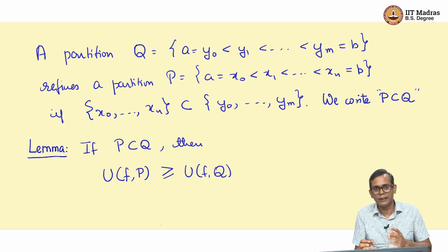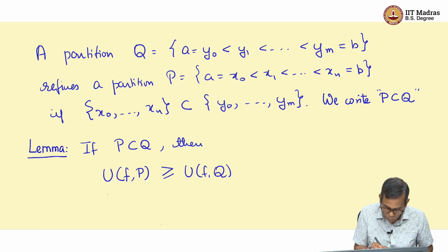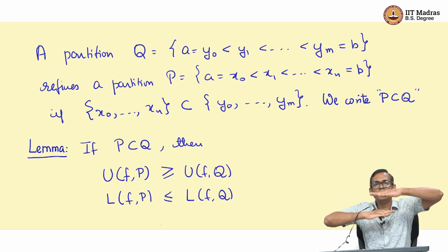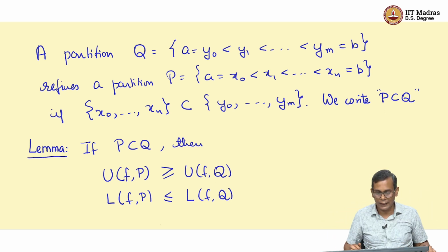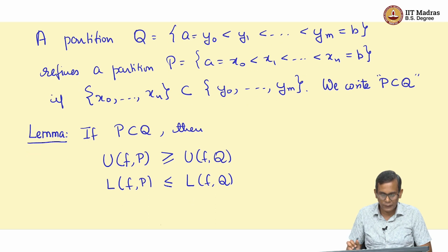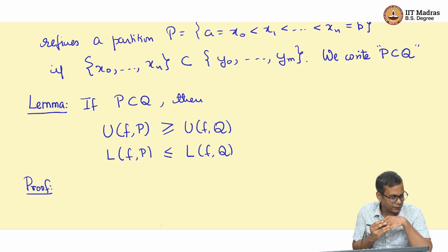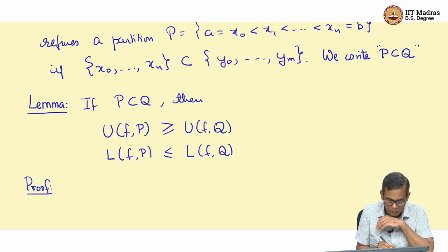So this upper bound gets tighter, and so does the lower bound. LFP is less than or equal to LFQ. So the lower bound is going up, the upper bound is coming down, and you're squeezing the possible values for the area under the curve closer to the actual value. So I'll just sketch the proof of this. It's a very intuitive statement, and you should be able to write it down yourself, but let me just sketch the proof. So focus on one of the intervals.